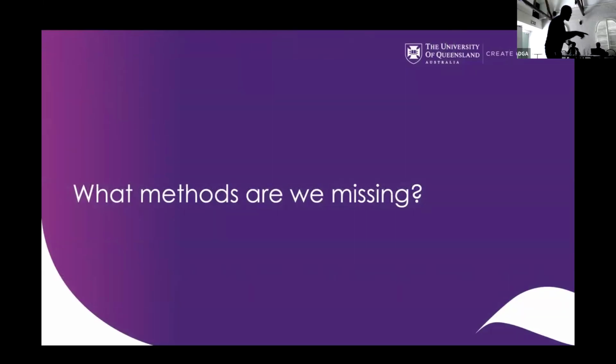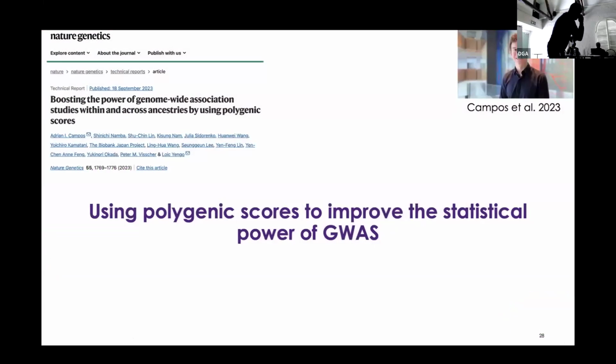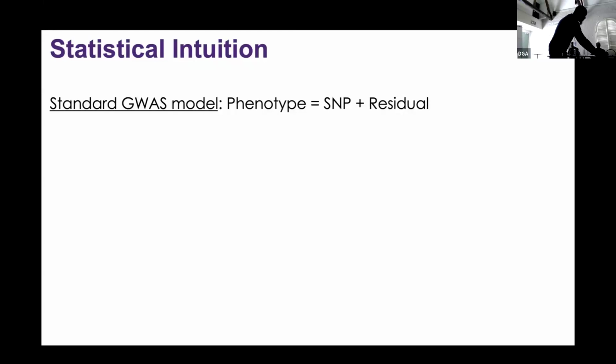So I'll probably be a bit faster on the second part because I just wanted to talk about two methods we can use now to accelerate or improve discovery of GWAS in a setting where sample size is limited. The first method is something we published last year, and it came from this idea that we can use polygenic scores from other populations to boost the discovery of new GWAS in underrepresented populations. So let me walk you through the statistical intuition.